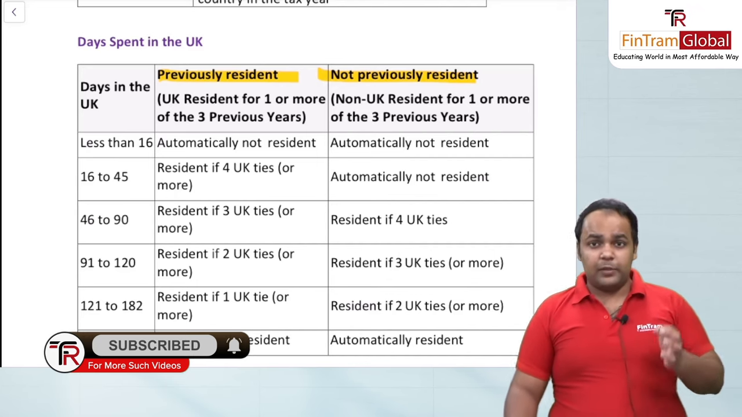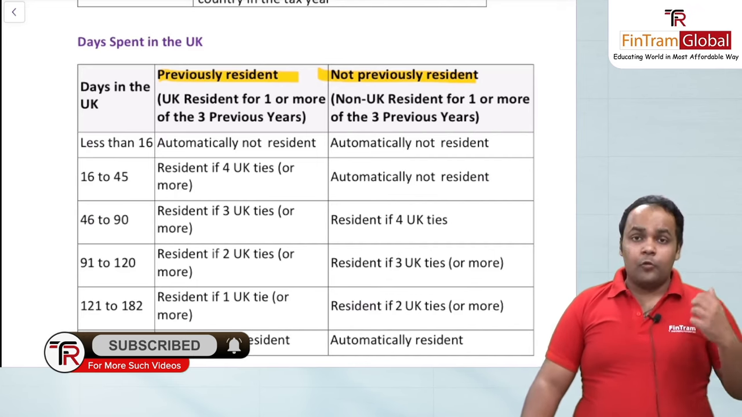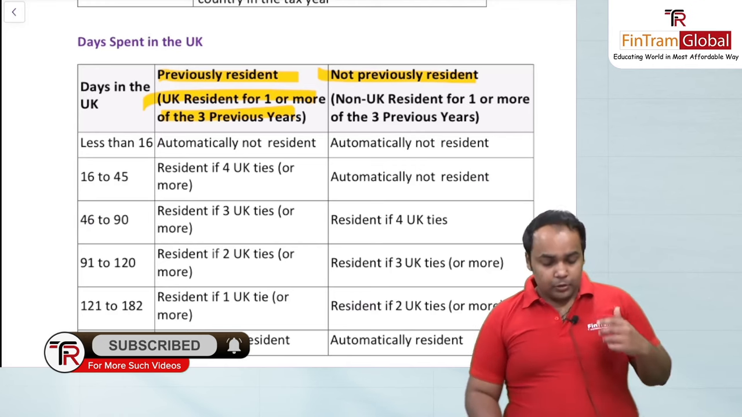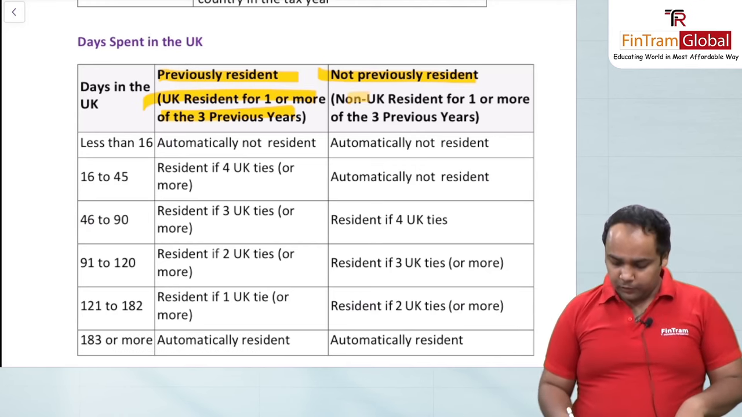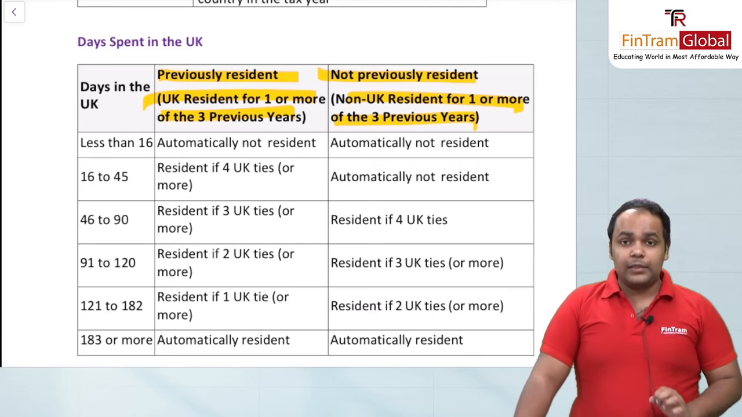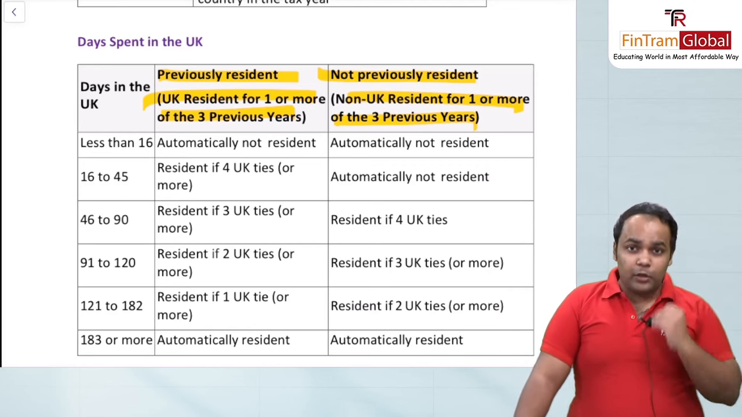Individuals will be considered previously resident if they were UK resident for one of the 3 previous years, and non-UK resident if they were non-UK resident for all of the 3 previous years. So keep in mind this table, guys. You should learn how to employ these tests.